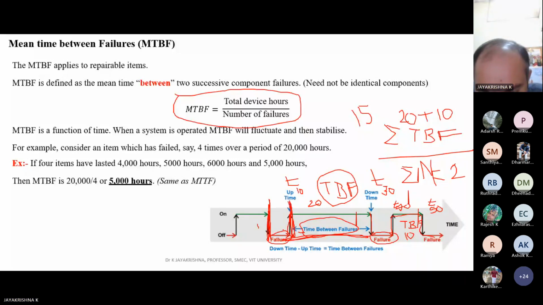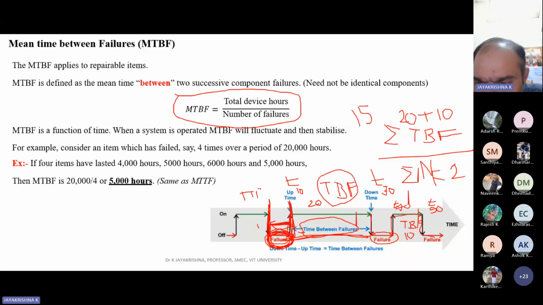Now what is happening here? Failure is happening. When a failure is happening, the downtime starts, and once the failure is repaired, the uptime starts. What activity is happening here? Repair, sir. Repair. So this is the time to repair. This is what we call time to repair.